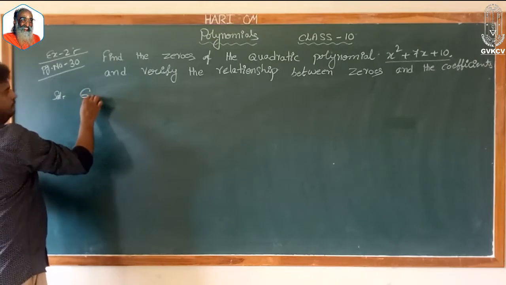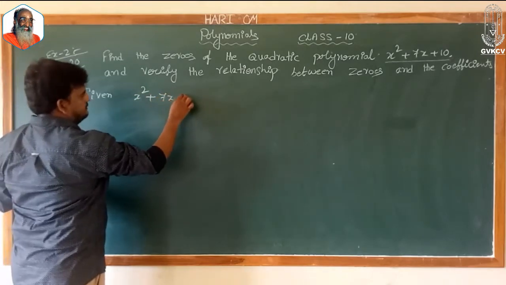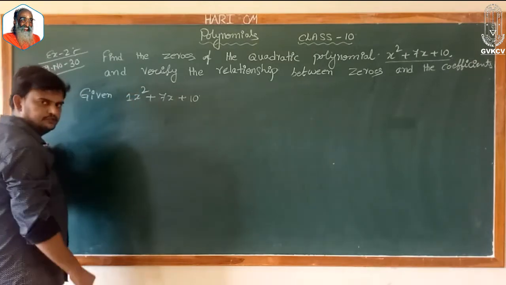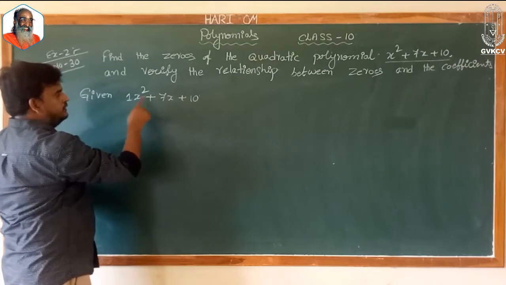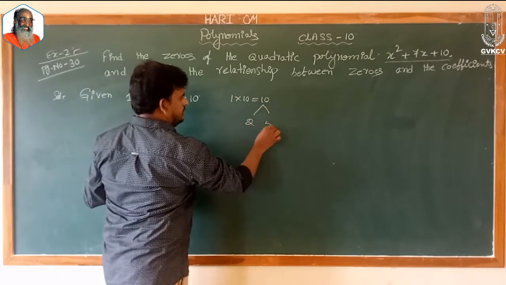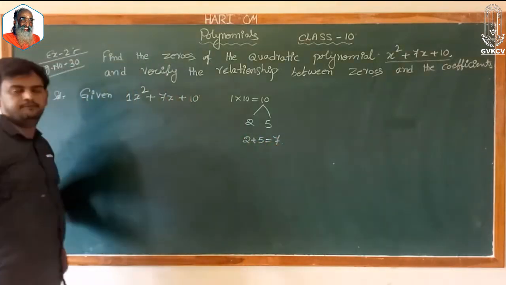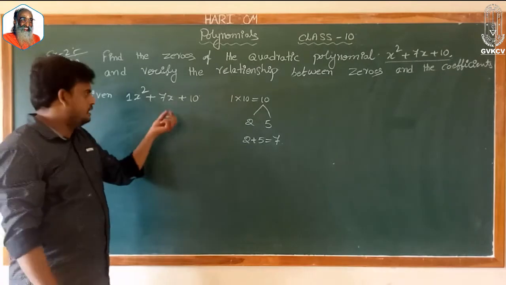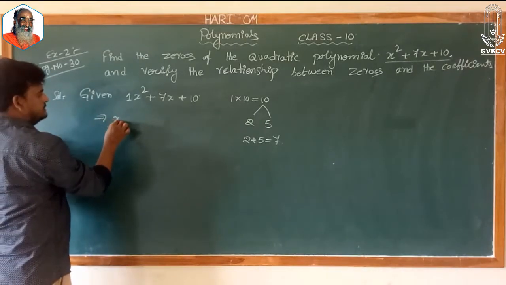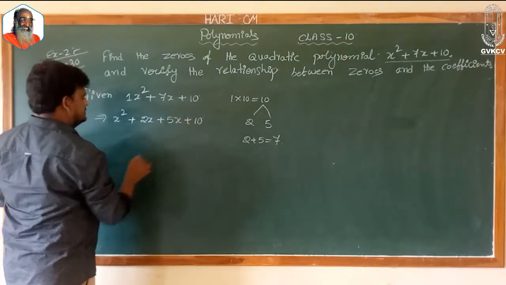Solution. What is given for us? x square plus 7x plus 10. Here the coefficient of x square is 1, and the constant is 10. So 1 into 10 is nothing but 10. The factors of 10 I can write as 2 and 5, and 2 plus 5, if I add, I will get 7. So with this information I am going to split the middle term. That implies x square plus 2x plus 5x plus 10.